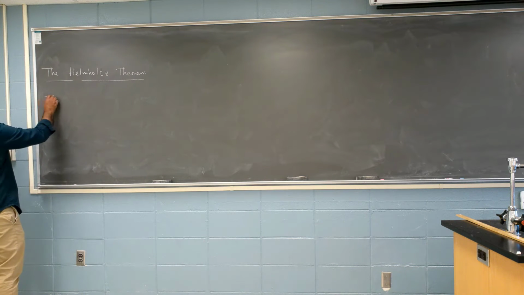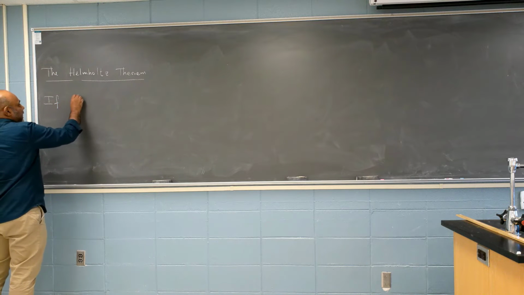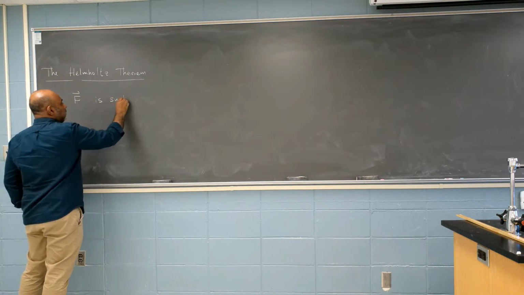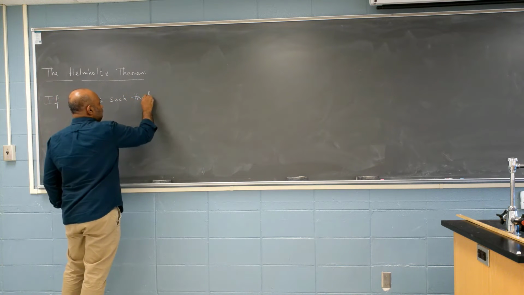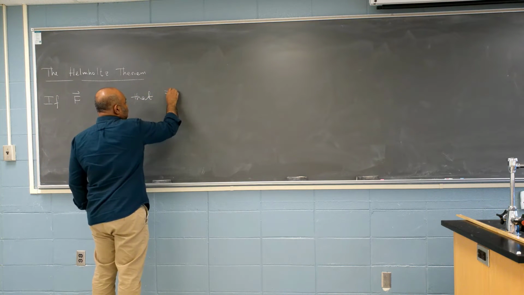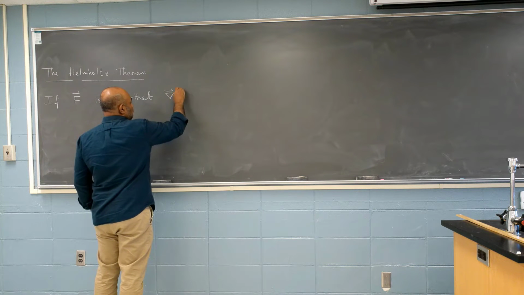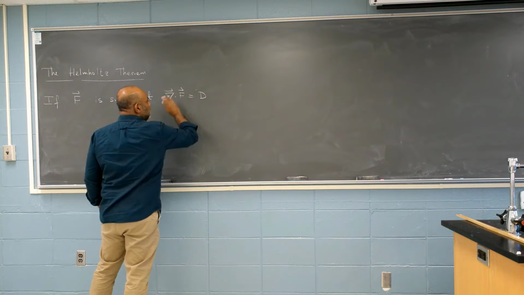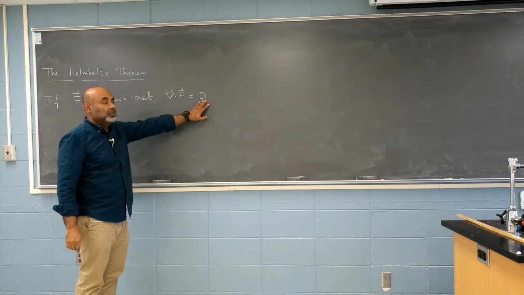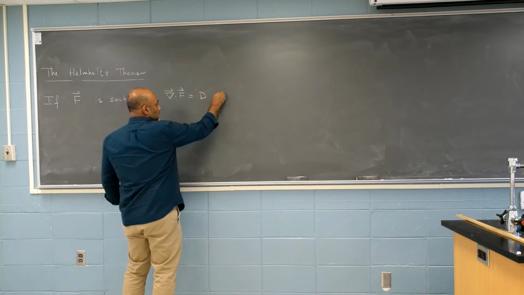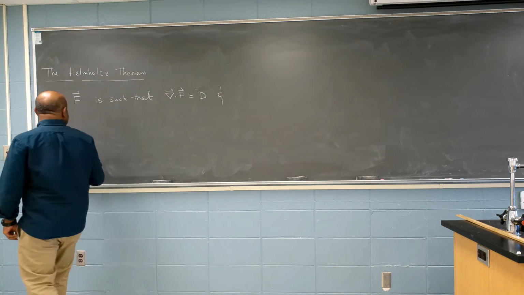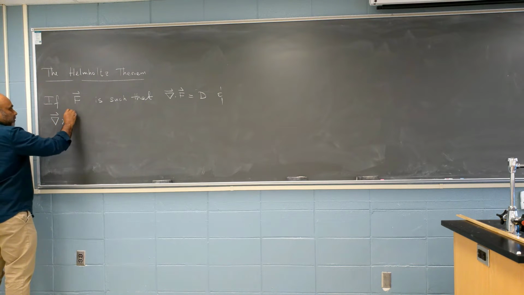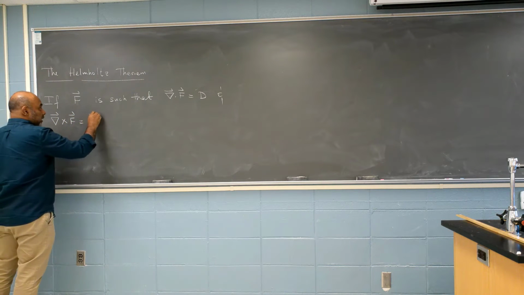So if F is such that the divergence of F is equal to D, well, equal to D scalar. D just simply stands for divergence. And the curl of F is equal to, well, C for curl.